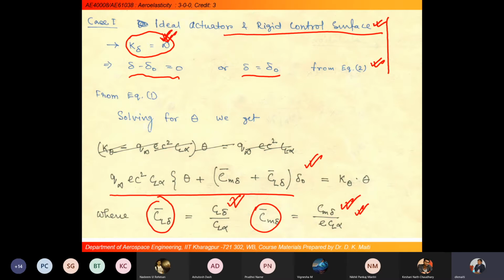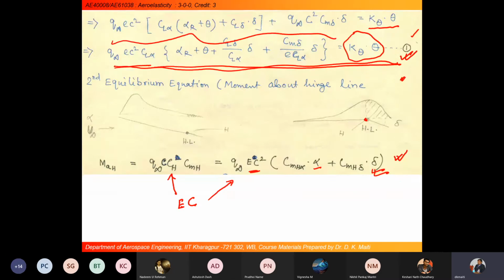In the ideal case, which is the first case, we now define the first equilibrium equation that we obtained here: q infinity e c square Cl alpha, alpha r plus theta plus Cl delta by Cl alpha into delta, plus Cm delta by e Cl alpha into delta, is equal to k theta into theta.